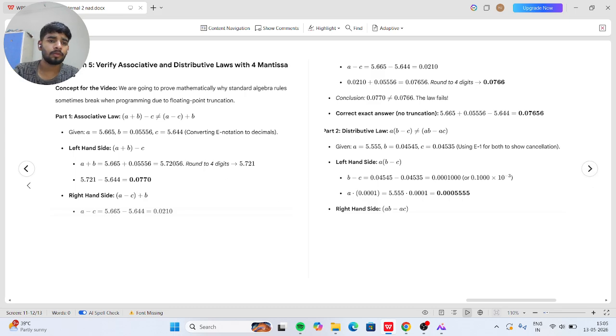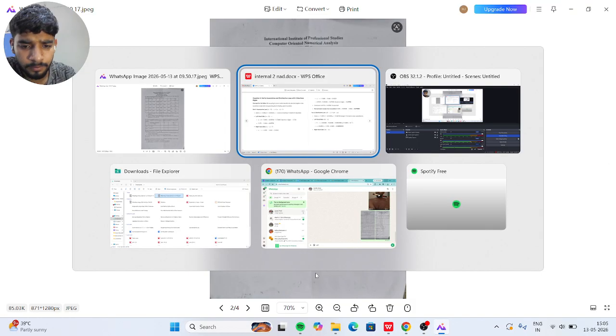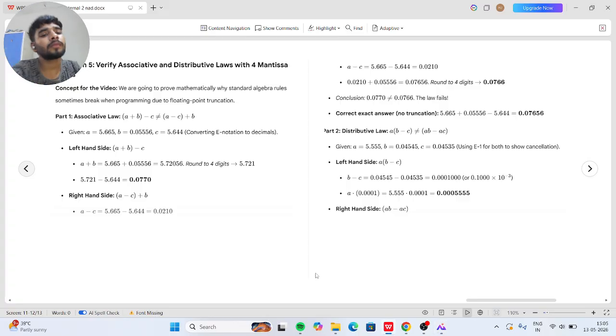Now, we move toward our fifth question. What does the fifth question say? It says verify the associative and distributive laws of arithmetic with floating 4 digits and provide the correct answer if no number is truncated. We have been given the first and second with their values. Now, to verify the associative and distributive laws with 4 digits, we are going to prove mathematically why standard algebra rules sometimes break when programming, due to floating point truncation.